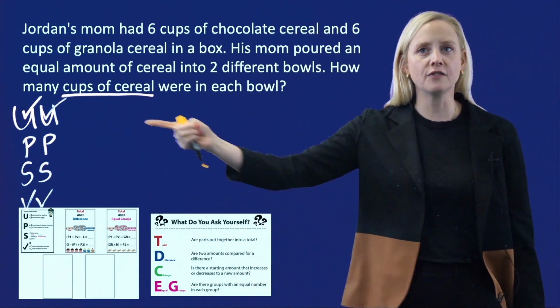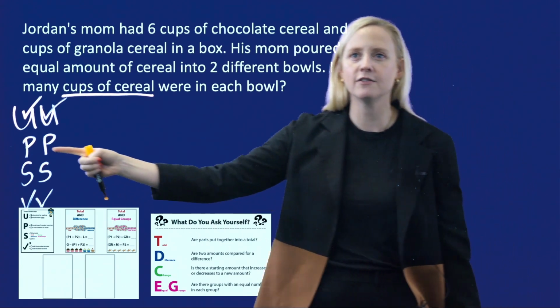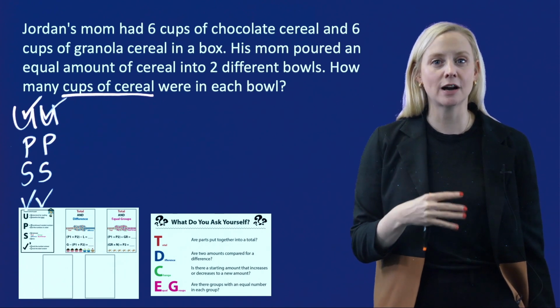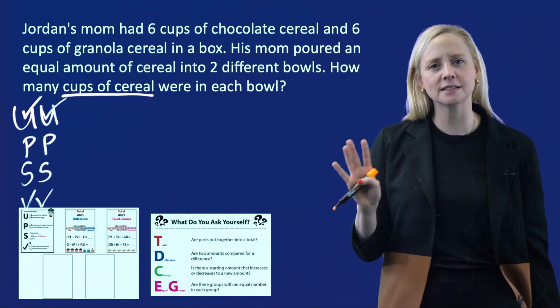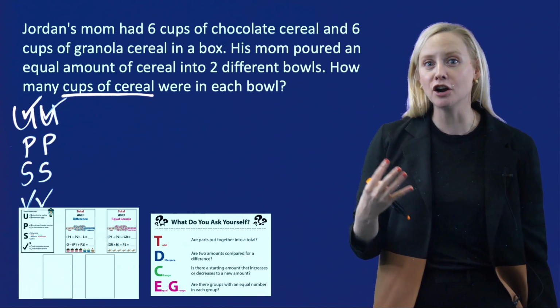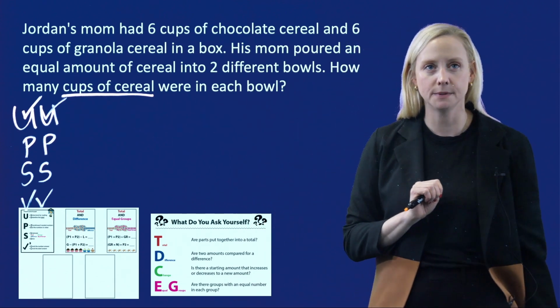Now you can always check for irrelevant information during this U step, but I also like to check for irrelevant information during our first P, which stands for put parentheses around needed numbers, because any number that's not needed I can cross out at that time. So now we're going to scan our numbers and put parentheses around any numbers talking about or related to cups of cereal.